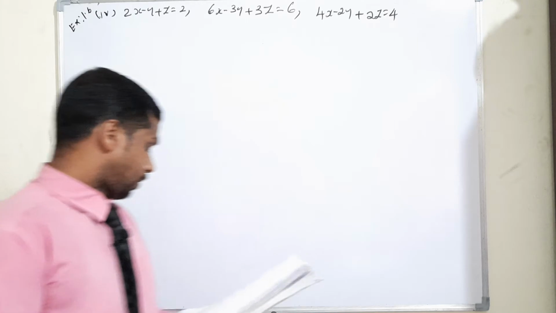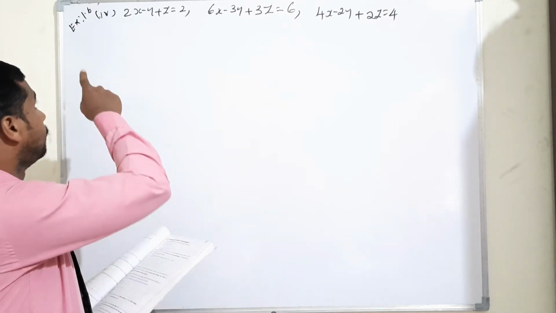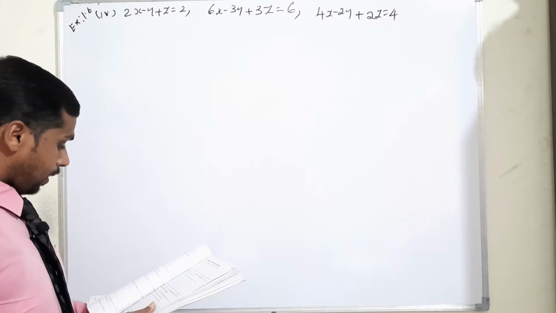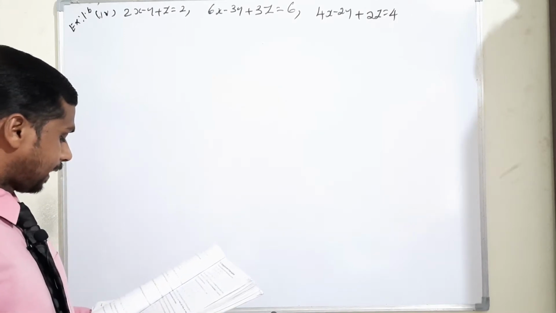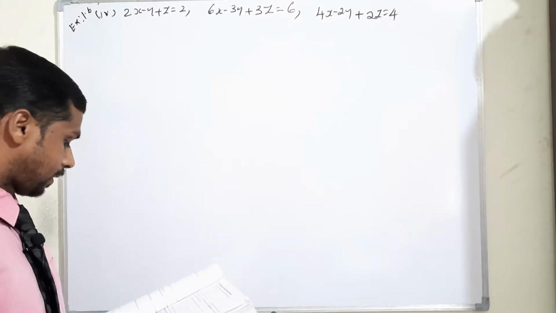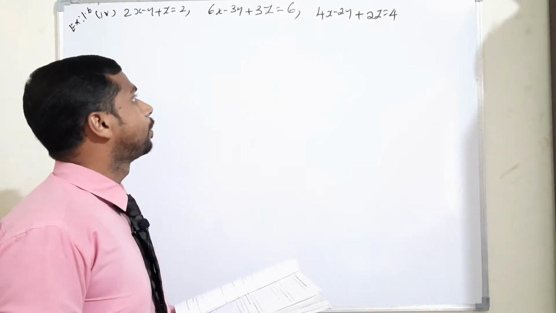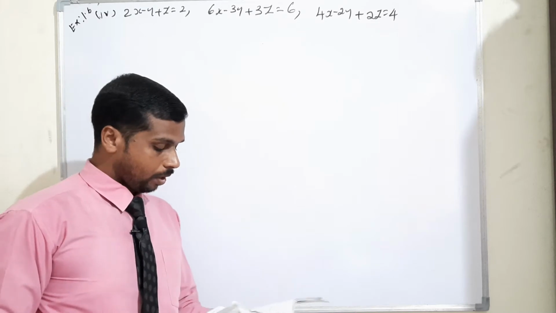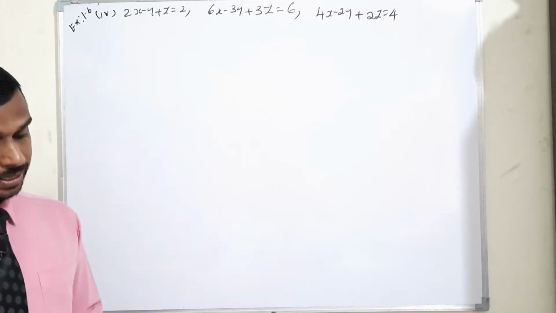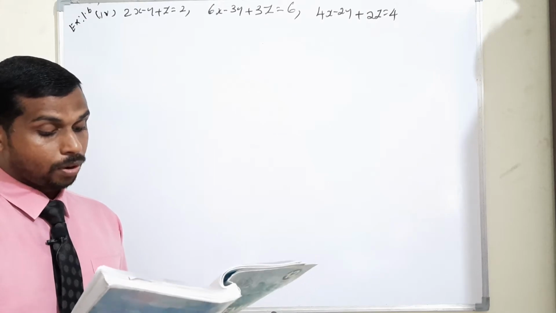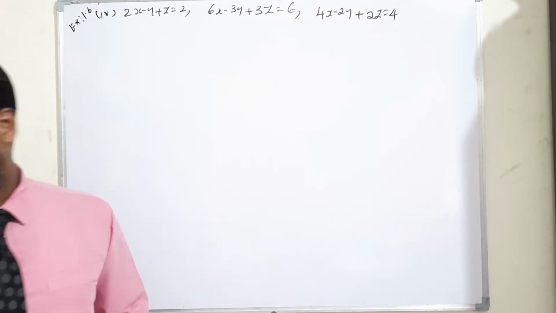Okay. So what is the question actually? Subdivision 4: 2x minus y plus z is equal to 2. Second equation, 6x minus 3y plus 3z is equal to 6. Then the third one, 4x minus 2y plus 2z is equal to 4. The condition: test for consistency, and if possible, solve the following system of equations by rank method.